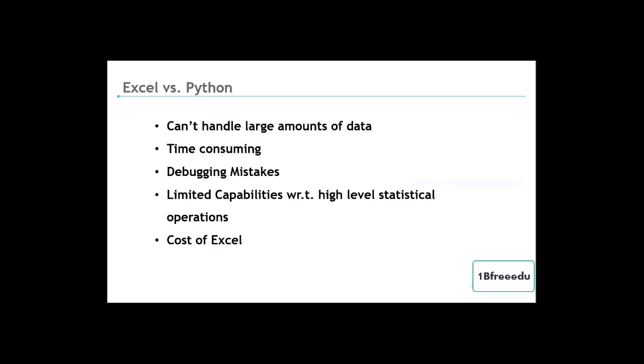Debugging mistakes: let's say we have done 10 things in an Excel file, and now we want to go back to the 8th thing. That is not easy, while it can be done very easily in Python. Again, Excel does not have very high level statistical operations, and you have to buy MS Office, which itself is a huge cost, while Python is freely available.